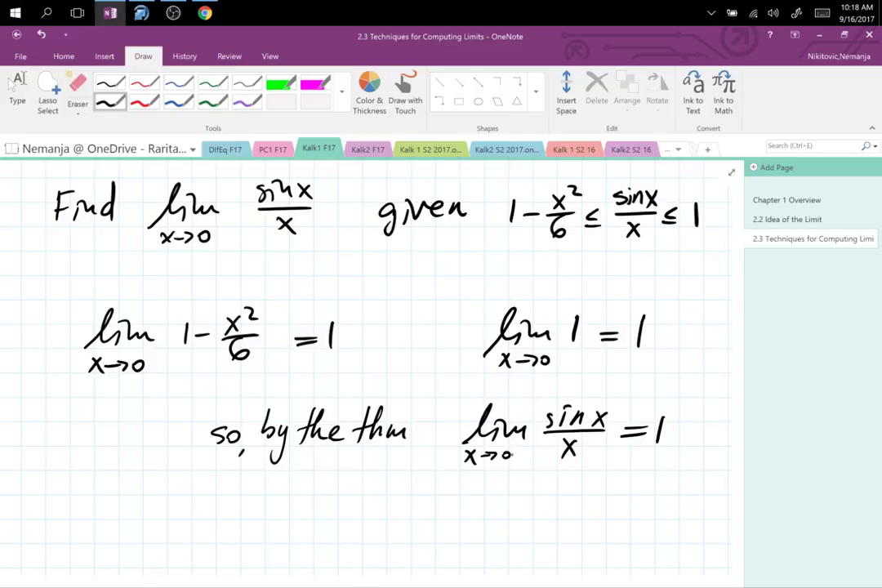If you don't get the same answer, then the theorem doesn't apply. It doesn't mean that there is no limit for that. No. That means that this theorem doesn't apply. You have to use something else.